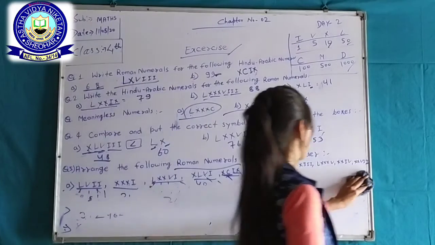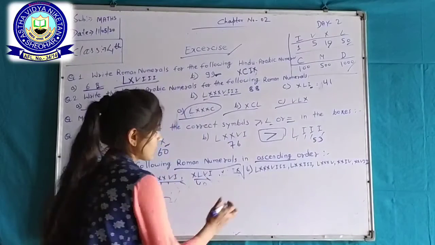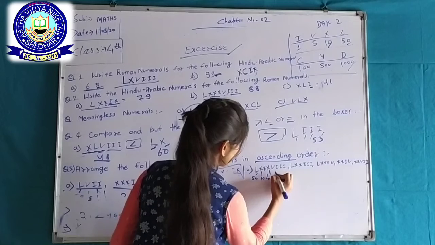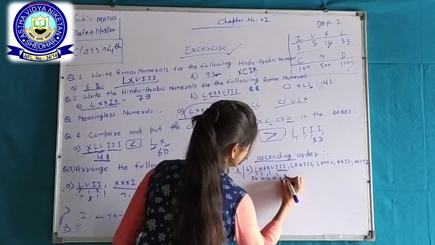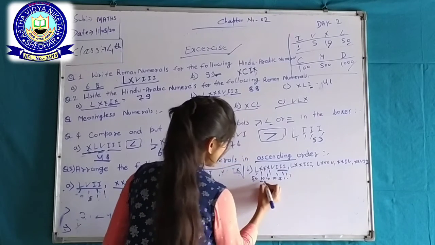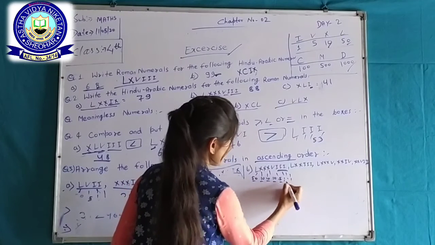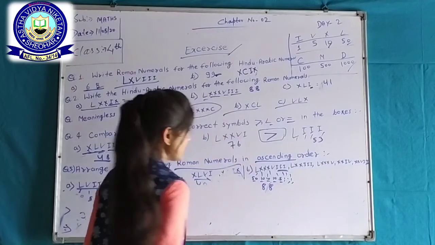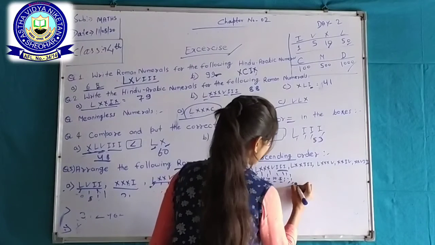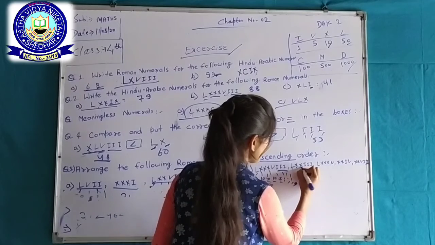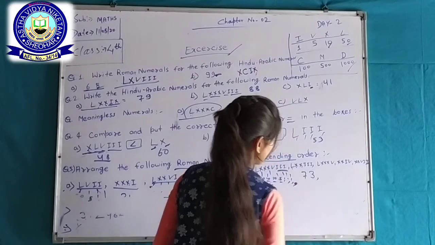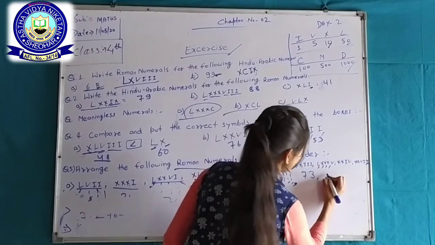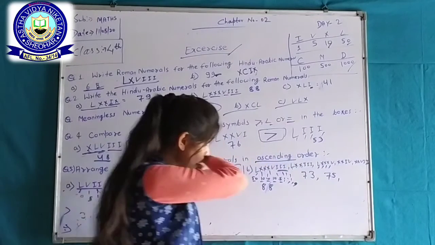And here is your next question. L means 50, X means 10, X means 10, and X means 10, V means 5. And here triple I means 1, 1, 1. 50, 60, 70, 80, 85, 86, 87, and 88. The value of this Roman numeral is 88 in Hindu Arabic numerals. And next L, 50, 60, 70, and 73. L means 50, X means 10, 50, 60, 70, 80, and V for 5, it means 75 in Hindu Arabic numerals.